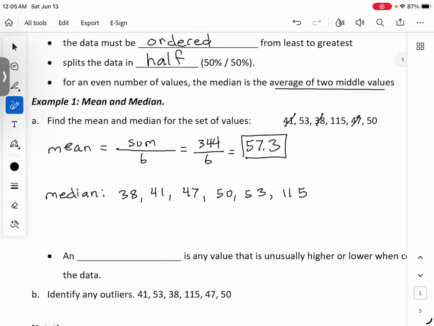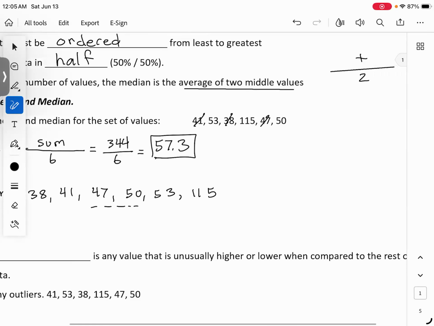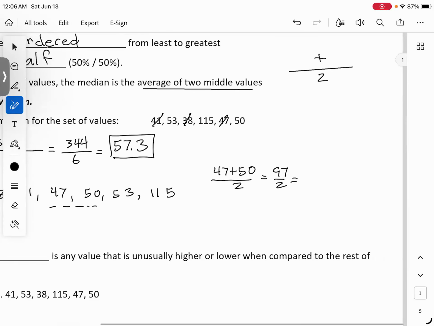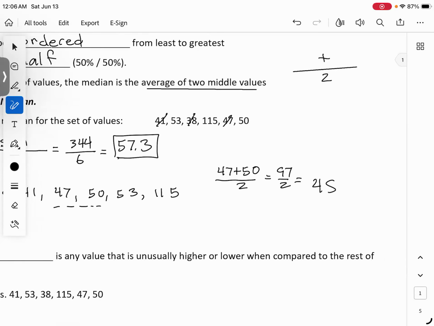And this is what I meant. If you have two numbers in the middle rather than just one specific one, to find the median, you'll need to average those up. You'll take your 47 plus your 50 and you average them up, which is 97 over 2, which gives us a median of 48.5.